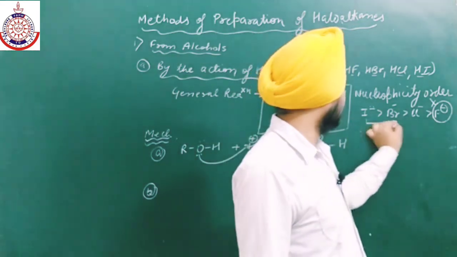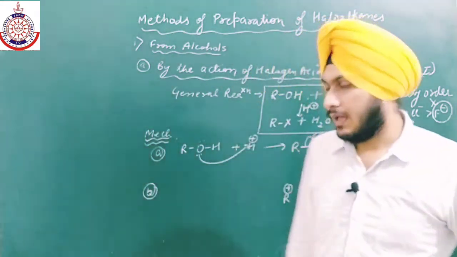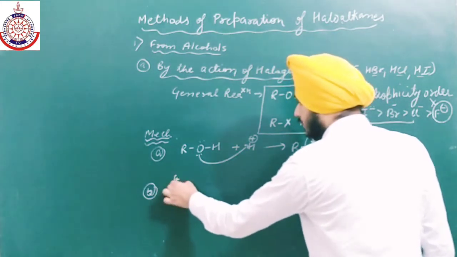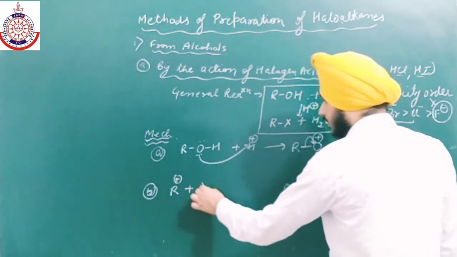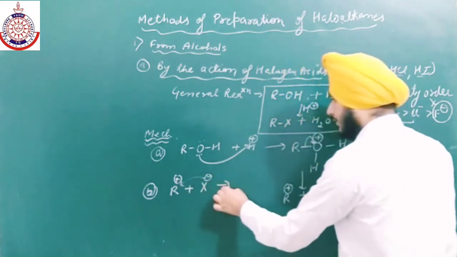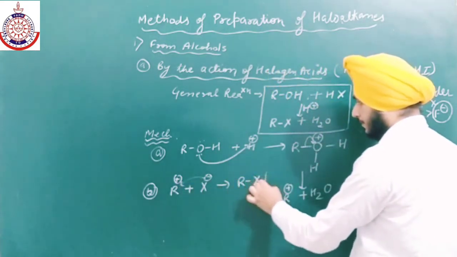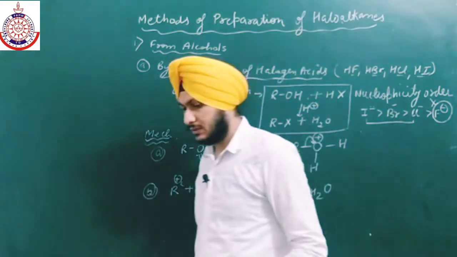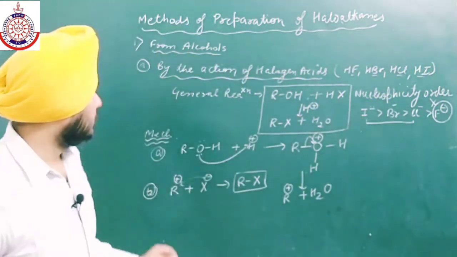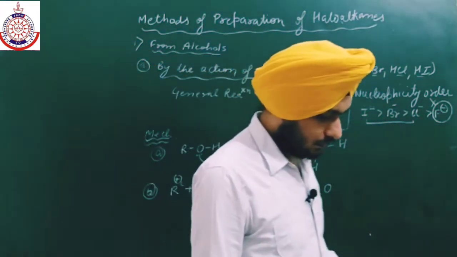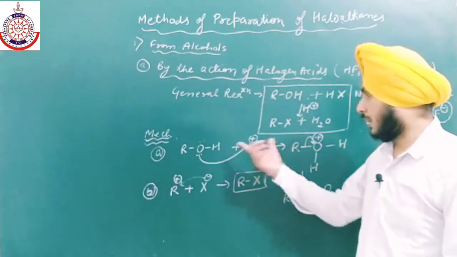So these three will take part in this particular reaction, and the second step is the attack of nucleophile X negative. I am taking X negative, so it will attack over here, and we will get the desired product, RX. So this is the first method to prepare alkyl halides by the action of halogen acids on alcohol.